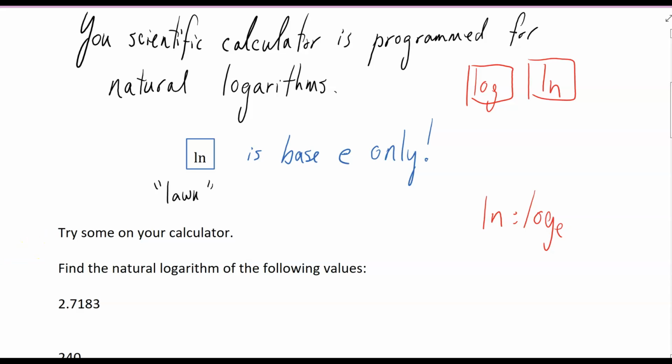Try some of these on your calculator. Find the natural logarithm of the following values. You will find this number by punching in ln 2.7183 and see what the number is. You will see that this number is basically 1. I had to round the 2.7183. I would like to put in the value of e, but basically the ln of e is equal to 1. That's because e to the power of 1 is equal to e.